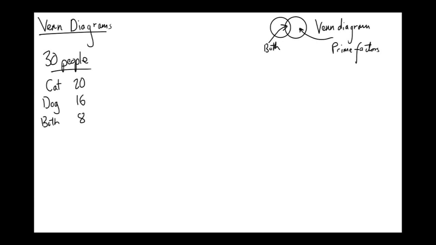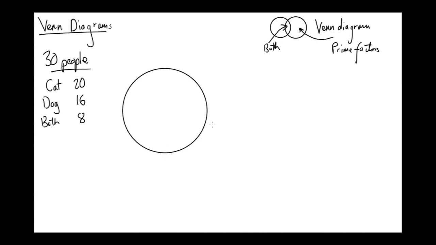So the fact it says 20 doesn't mean they only own a cat. It just means the question is, do you own a cat? Yes or no. If they said yes, they're in this 20. If they own a dog, they're in this 16. So what I'm going to do is I'm going to draw a Venn diagram to show this data.